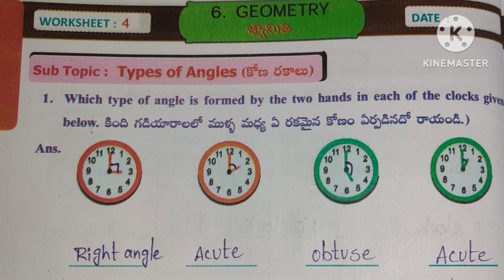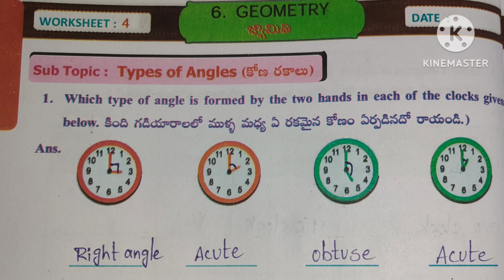First question, which type of angle is formed by the two hands in each of the clocks given? So from the first clock, the angle between the two hands is a right angle. That means it is 90 degrees. So it is a right angle. And the second clock shows an acute angle, because here the angle between the two hands is less than 90 degrees. So it is an acute angle. And the third clock shows an obtuse angle, because it is greater than 90 degrees. So it is an obtuse angle.